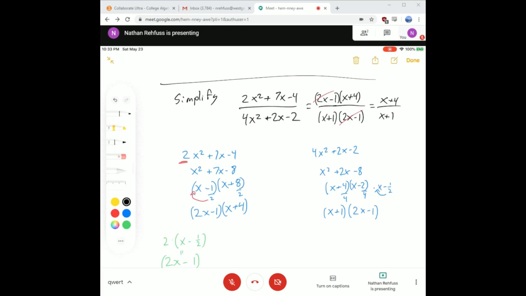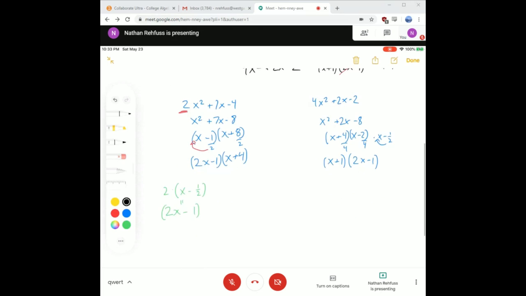This ain't going to happen every time, but it happened both of these times because I designed the problems to have it happen. I wanted to show an example where something actually cancels. It'd be kind of boring if we did all that factoring and nothing actually canceled, but it'll happen sometimes, so don't be shocked. So that's how you simplify a rational expression.